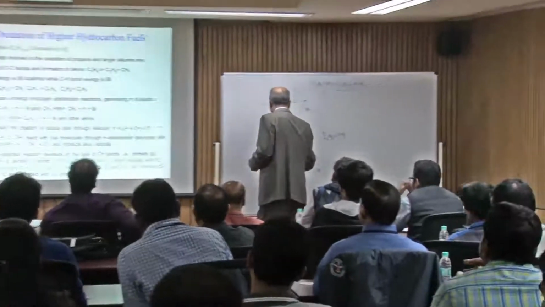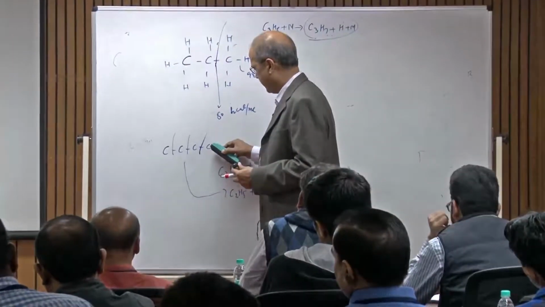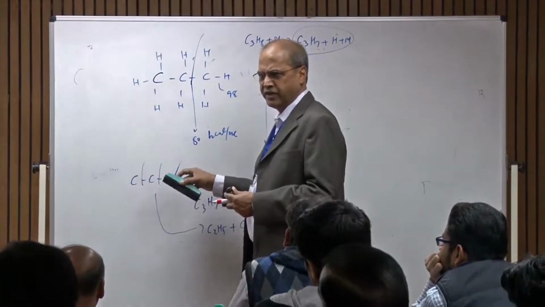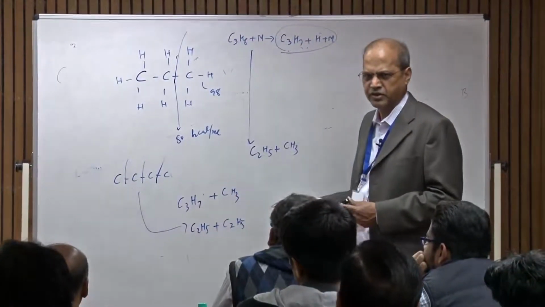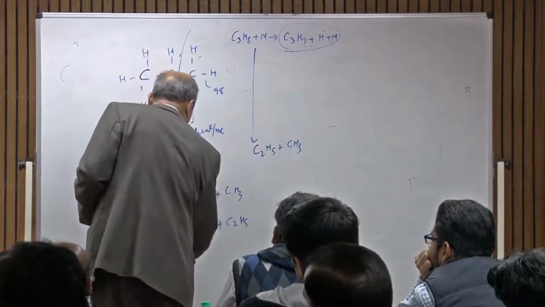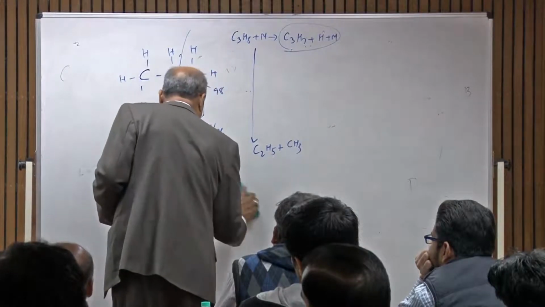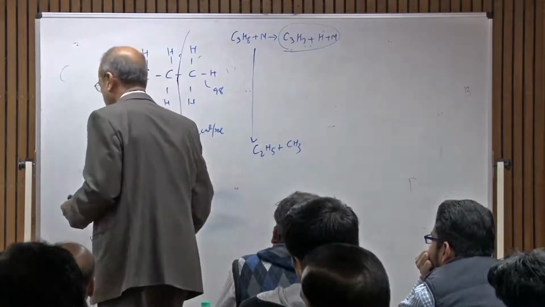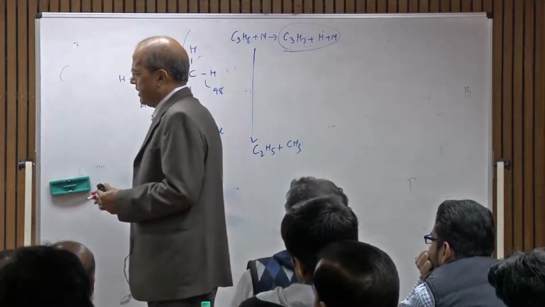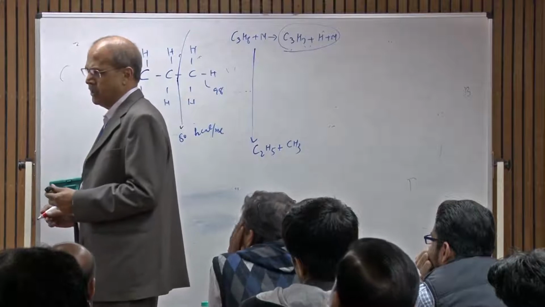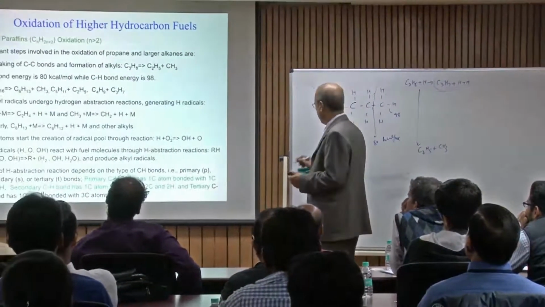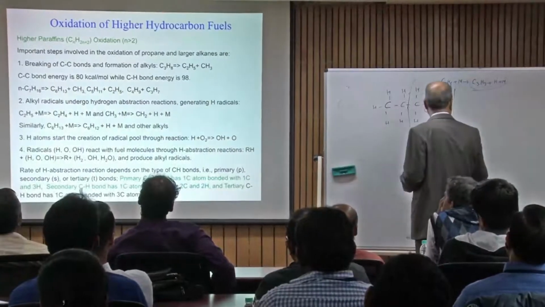Now there are more details like whether this bond should break first or this bond. There are some more finer details. We are skipping those details. So if you are interested, you can read more stuff. Oh, this is harder to read. So after the first step, then a CH bond is broken. So now you have C2H5 here.